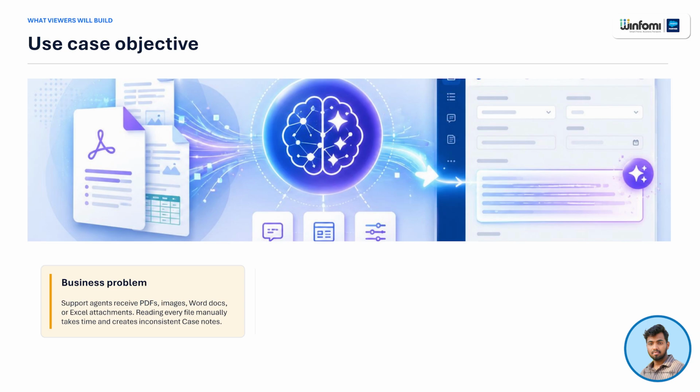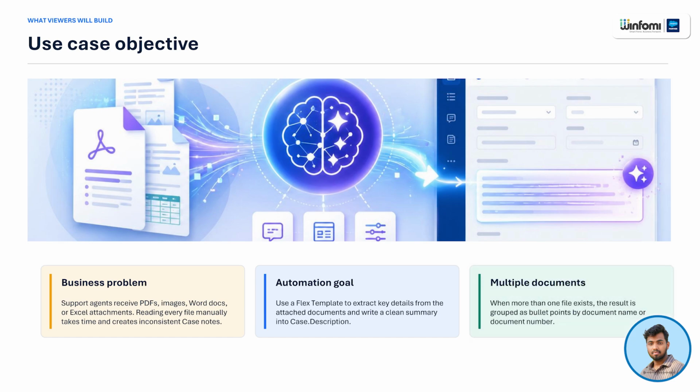So for that we are using AI. The automation goal is to use a flex template to extract key details from the attached documents and write a clean summary into the case description. So basically we are extracting data and updating a clean summary in the description, with all the details, and we can also handle multiple documents. When more than one file exists, the result is grouped as bullet points by document name or document number. This is the second objective.